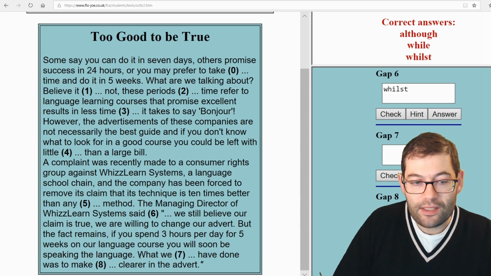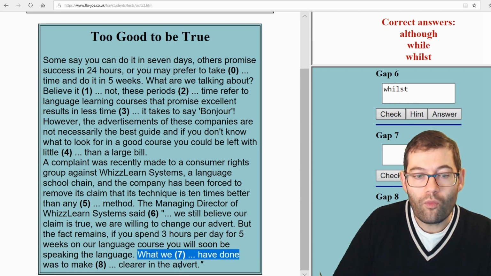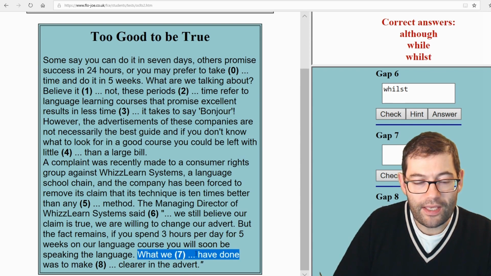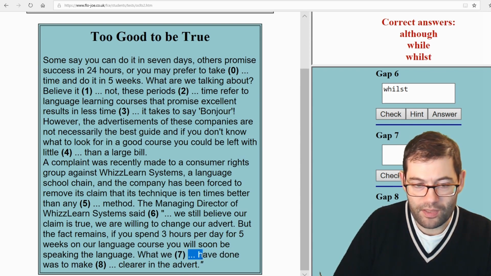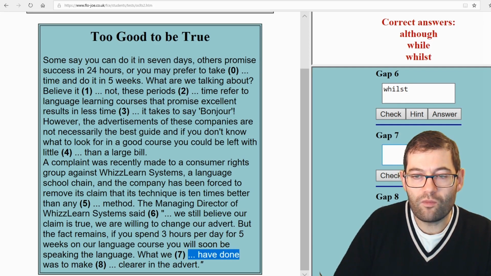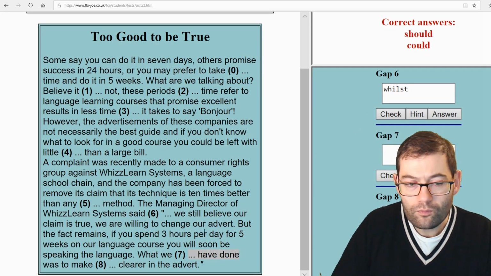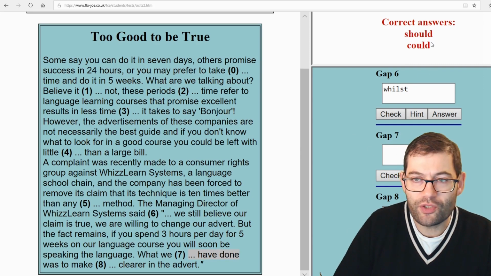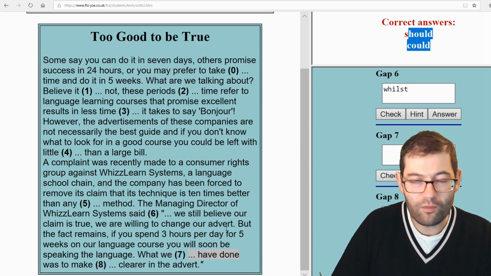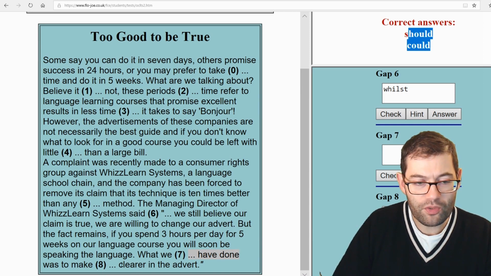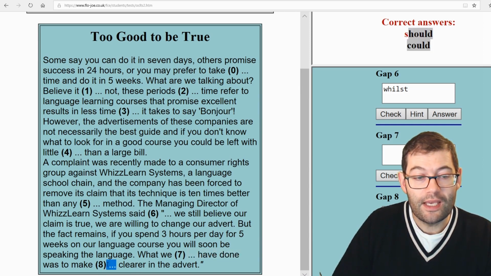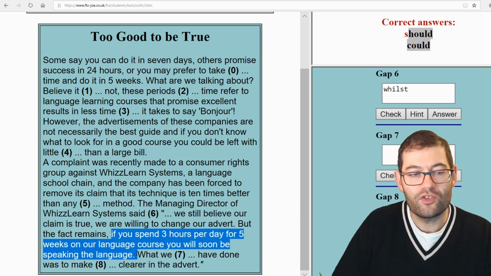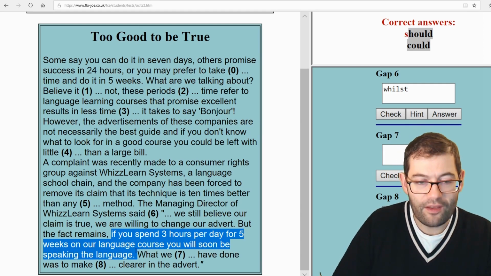And indeed, that's the answer for question number 7. What we could have done. What we've got here is a modal in the past. We've got a modal plus perfect form. What we could have done, what we should have done. You won't see me typing behind my head, so I'll just show you the answers up here. What we should have done, what we could have done, was to make something clearer in the advert. Now, this something has got to refer to this process here. Spending 3 hours per day for 5 weeks on our language course.